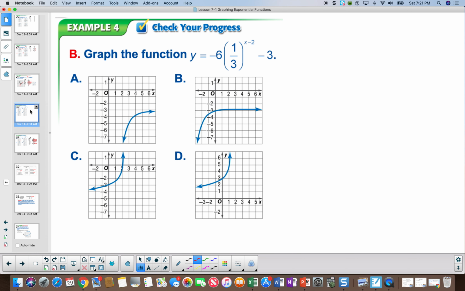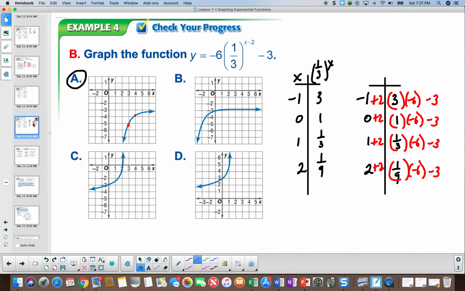Okay, your turn. And here's the answer. Again, go ahead and draw a table, and this means to shift to the right 2 units. This means multiply the y by -6 and then subtract 3 on that.